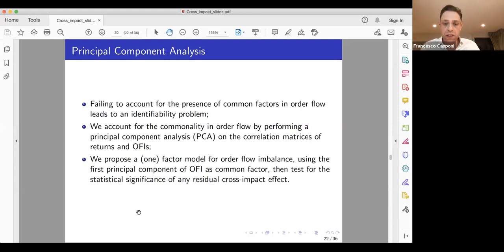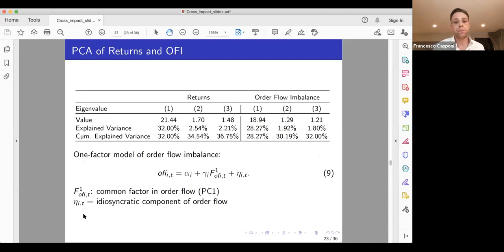If you can move to the next slide, please. So this table shows the PCA of returns and order flow imbalance. Again, 1 minute. It shows the first 3 eigenvalues, just for simplicity, the variance explained by each eigenvalue, and the cumulative variance of the eigenvalues. So for the returns, we can see that the first eigenvalue is 21, which explains 32% of the variation of returns, of 1 minute returns.